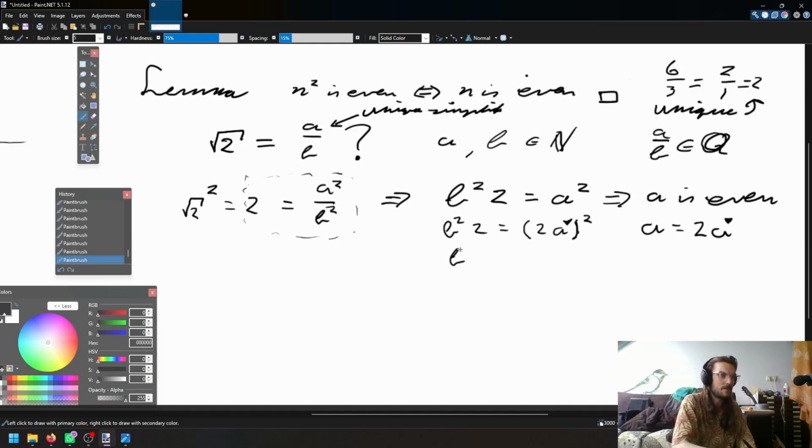And then we can simplify b squared 2 equals 4a prime squared. And then we can divide both sides by 2. And then we find b squared equals 2a prime squared. And now we see that b squared is also an even number. So this implies b, using our lemma again, b is even.